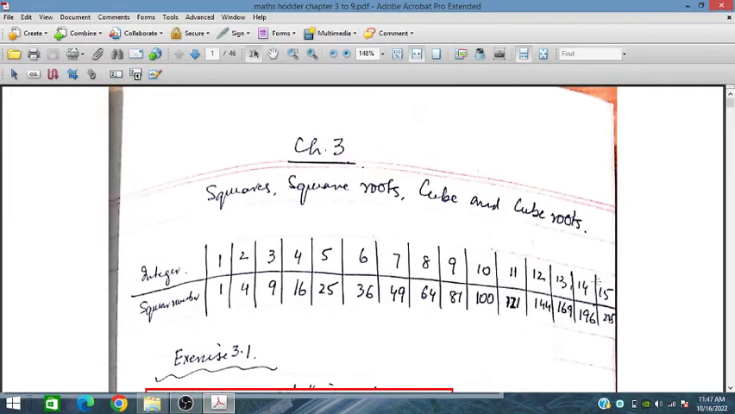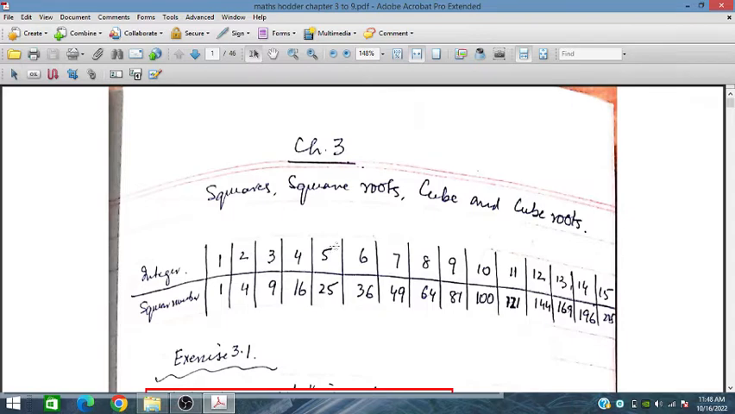Bismillahirrahmanirrahim. Today we are starting our video on chapter number 3 from Hodder's book for O level. In this chapter, we'll discuss square, square root, cube, and cube roots.